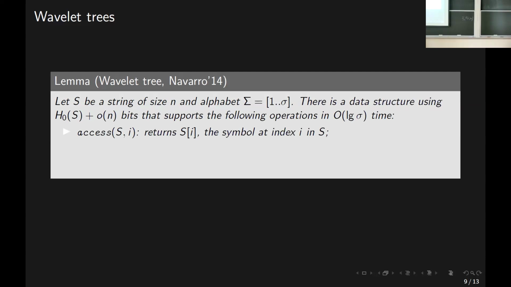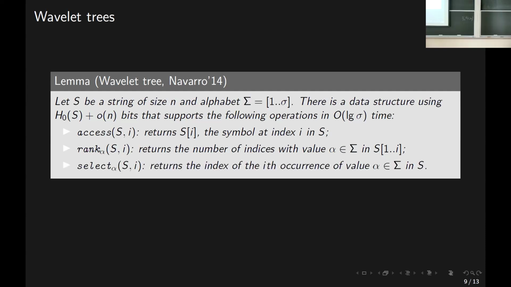So access returns the element at position i in the string. So this is a very simple operation. Rank alpha S i returns the number of indices of value alpha in S in the prefix of S up to position i. So how many times alpha appears in all the positions from 1 to i in S, okay? And select returns the index of the ith occurrence of character alpha in S, right?